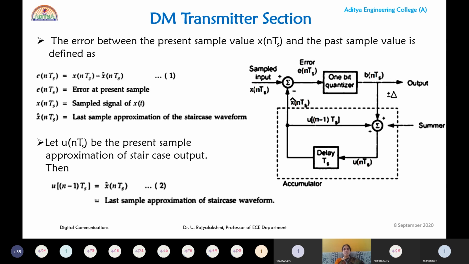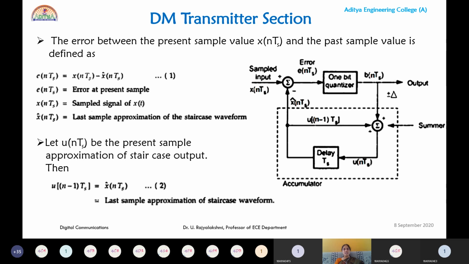So the sample data x of nTs is compared with x cap of nTs, where x cap is the past data. What is the resultant here? This comparator takes the difference of those two and generates the output as error e of nTs. Here we represented a summer, but that is actually a comparator.